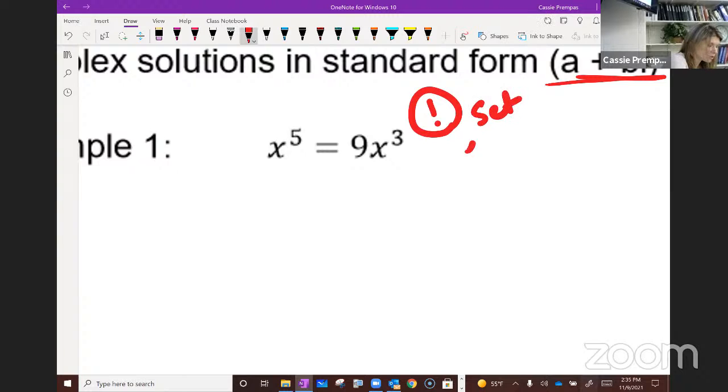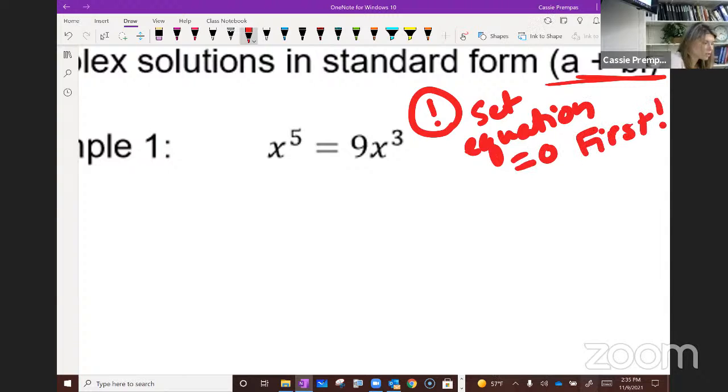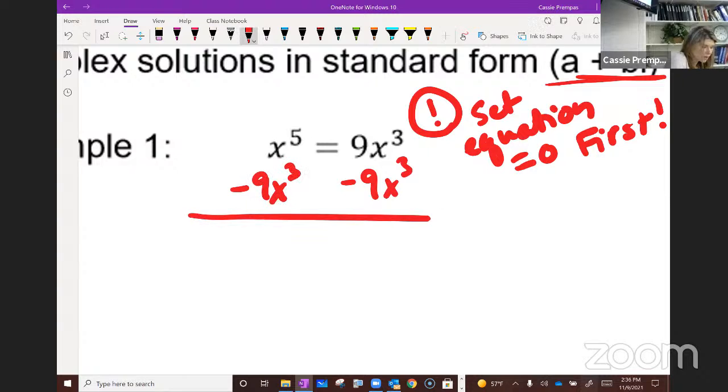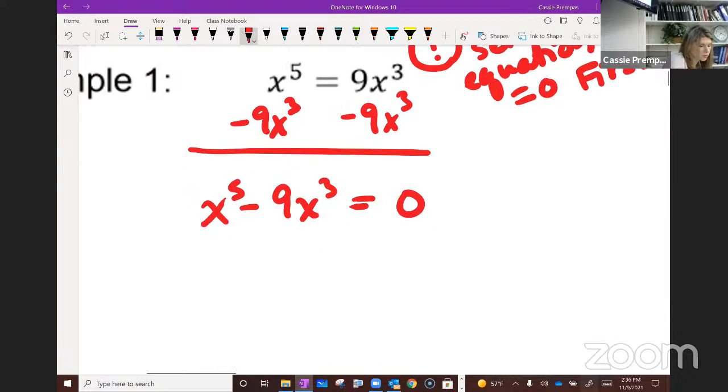Set the equation equal to 0 first, especially if you're solving a higher degree equation. So we'll subtract 9x cubed, exactly what he said. And we get x to the 5th minus 9x cubed is equal to 0.